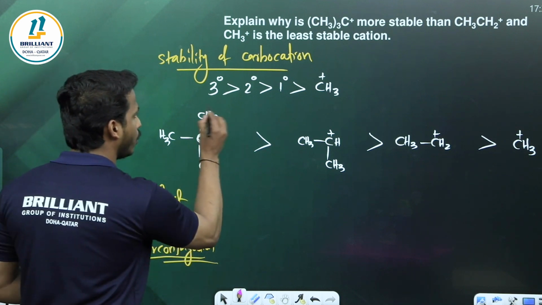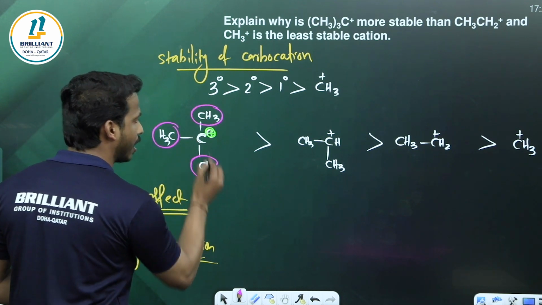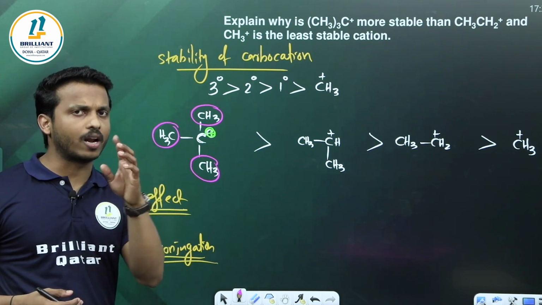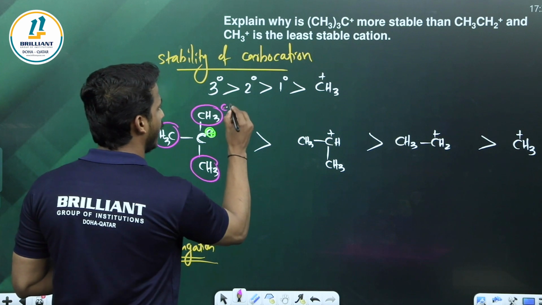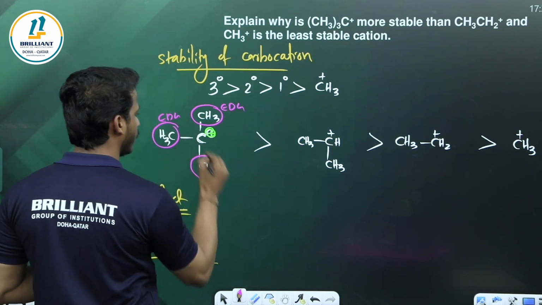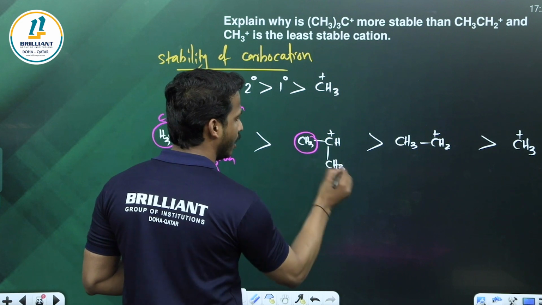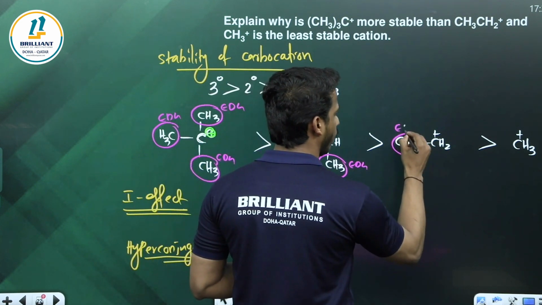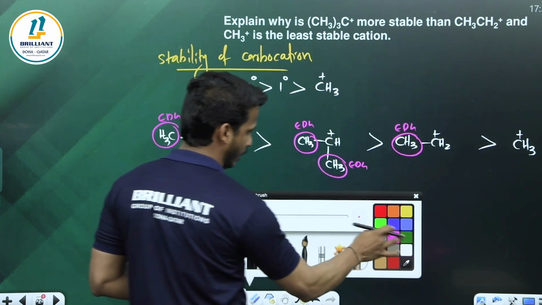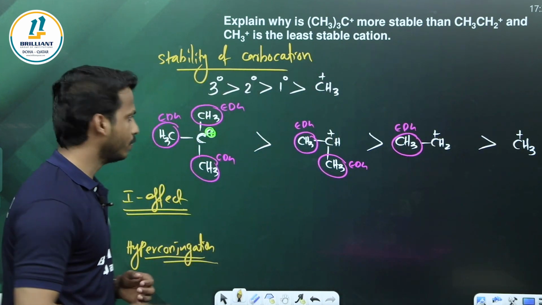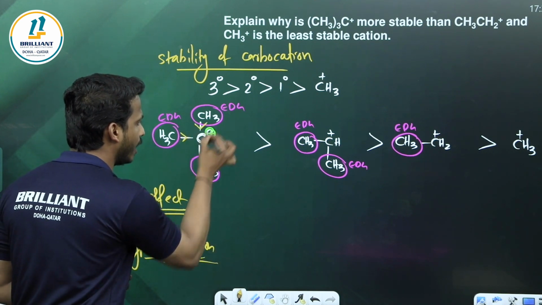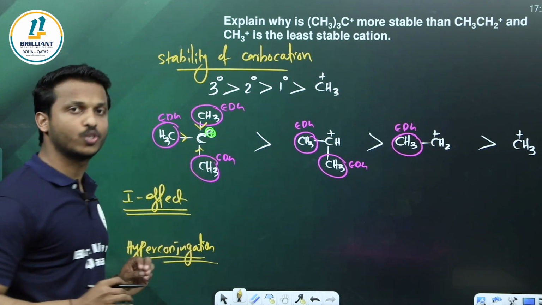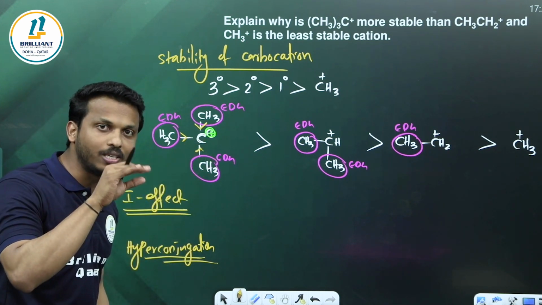So what kind of group is connected here? Alkyl groups, methyl, ethyl. Alkyl groups are electron donating groups. So this is an EDG, EDG, EDG. The secondary carbocation contains 2 EDG, primary contains 1 EDG, and this one has no EDG. What does EDG mean? They will donate electrons to carbon, and it can decrease the positive charge.